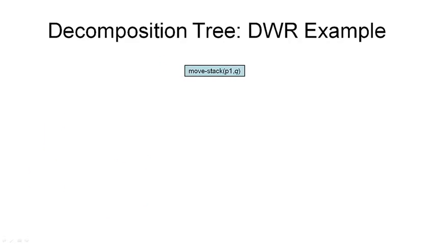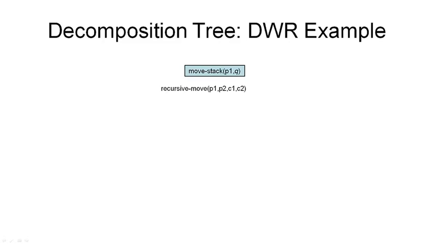And here is an example from the DWR domain that shall illustrate this algorithm. We start with the same task we've seen before. We want to move the stack that is currently in pile P1 to another stack Q, where Q is a variable, so it is unspecified. So the algorithm first takes the first task in the sequence of tasks and tests whether it is a primitive or a non-primitive task. In this case, it is a non-primitive task, which means we have to compute the set of all relevant and applicable methods and choose one of those.